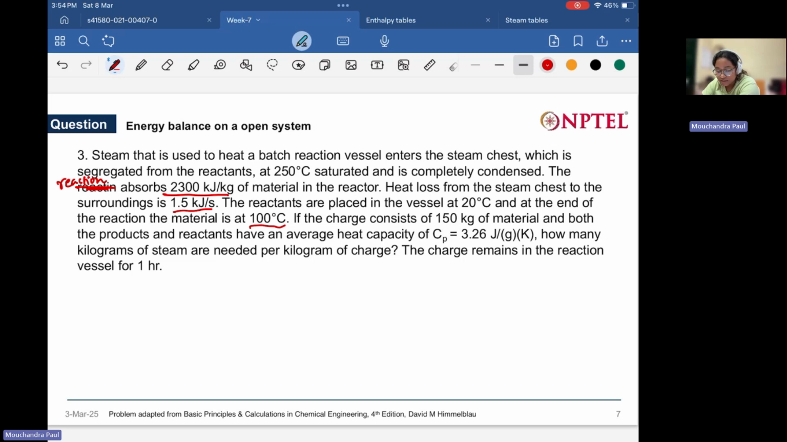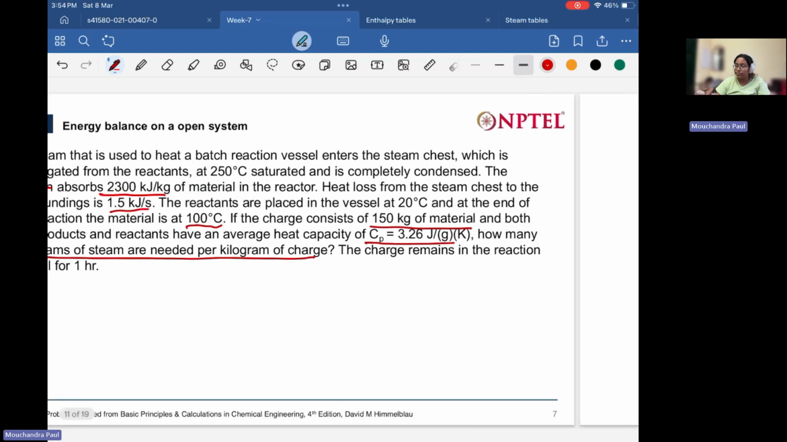So, if the charge consists of 150 kg of material and both products and reactants have the same average heat capacity, that is Cp is 3.626 joule per gram per Kelvin, how many kilograms of steam are needed per kilogram of charge? That is what we have to calculate. The charge remains in the reaction vessel for 1 hour. Okay, so let's begin.